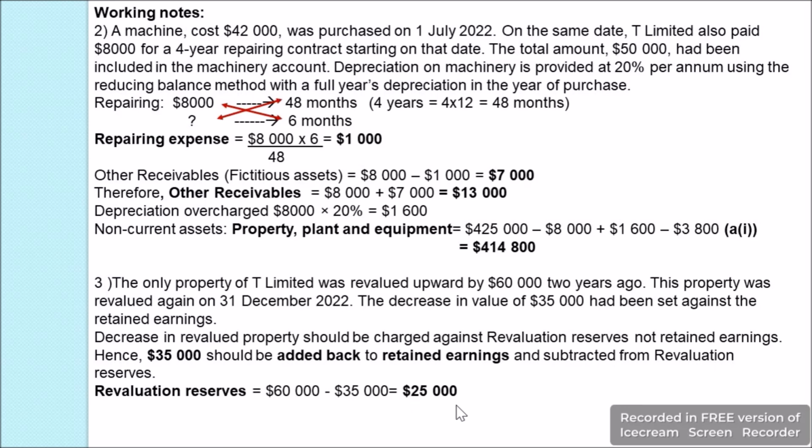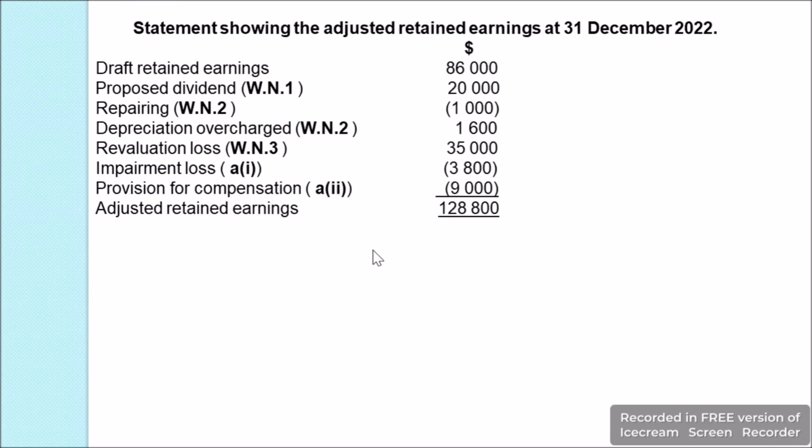And we have already done the required calculations for the fourth and fifth information which we did in the A bit of the question. So now we are done with all the working notes. Now as we are done with all the calculations, in the B bit of the question we were asked to prepare the statement showing the adjusted retained earning at 31st December 2022. Now we are going to make that statement.